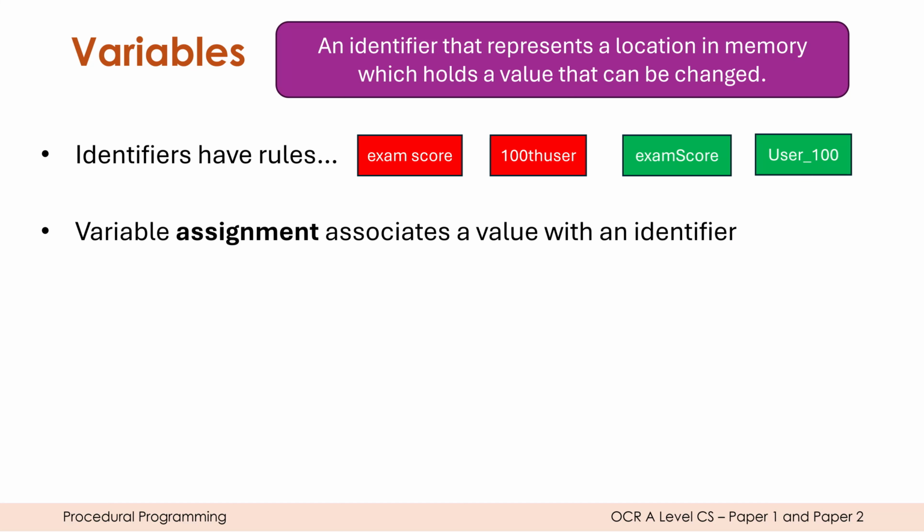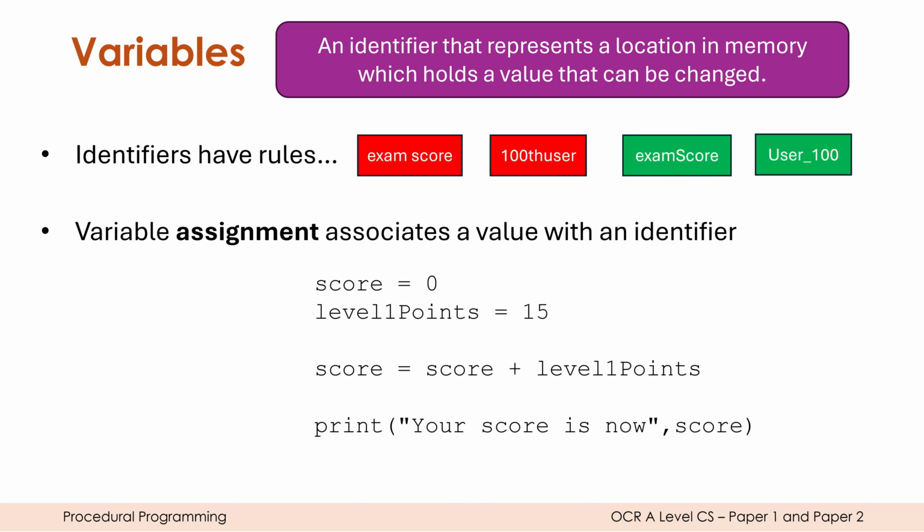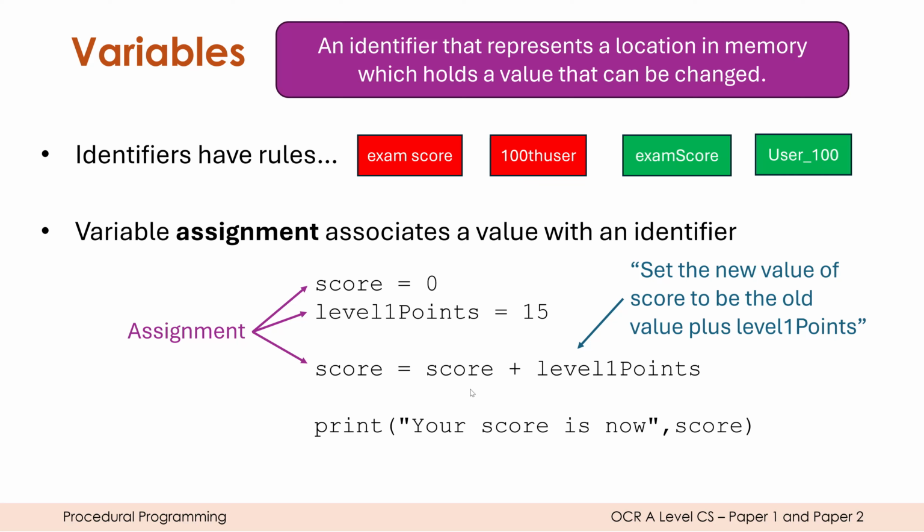Variable assignment is what we call associating a value with an identifier. And we use the equal sign to do that in pretty much most programming languages. So here we are, 3 examples of assignment. And this line here, we often see and is a bit confusing to look at: score equals score plus level 1 points. It's confusing because it's not using equals in the way which means equals. All that it's saying is set the new value of score to be equal to the old value of score plus level 1 points. So equals means assignment, doesn't mean equality.